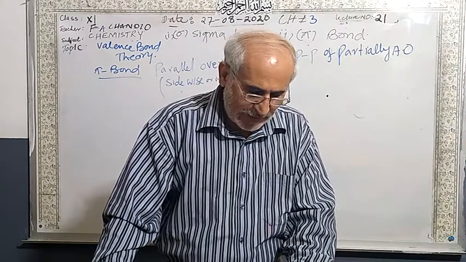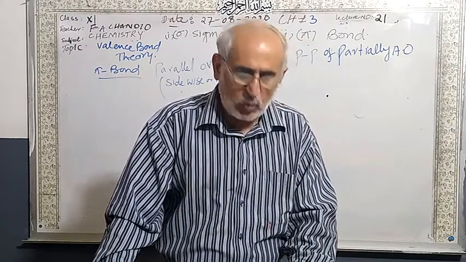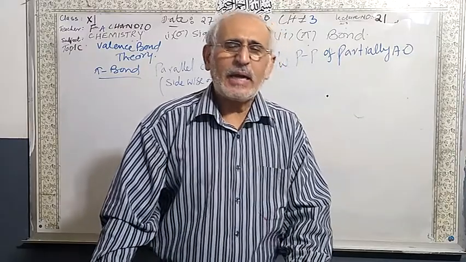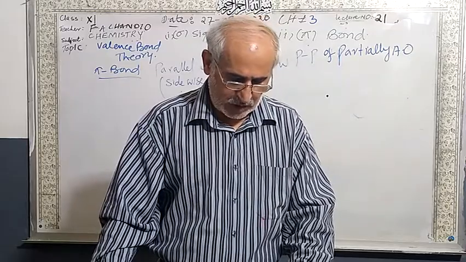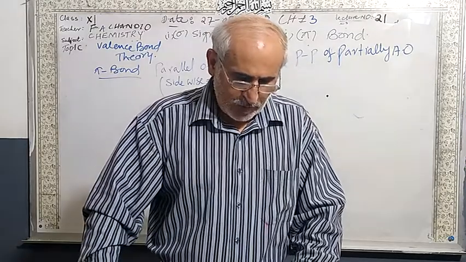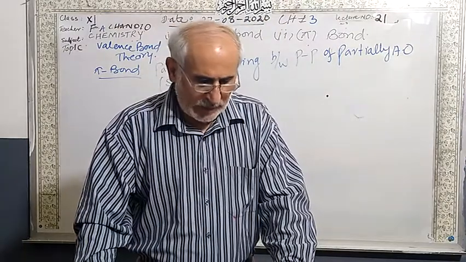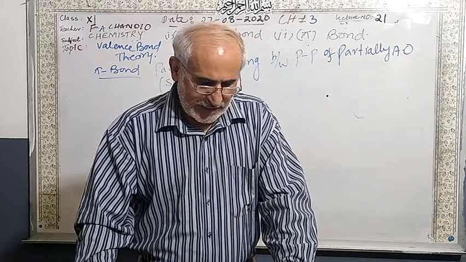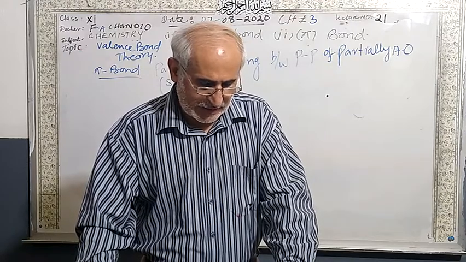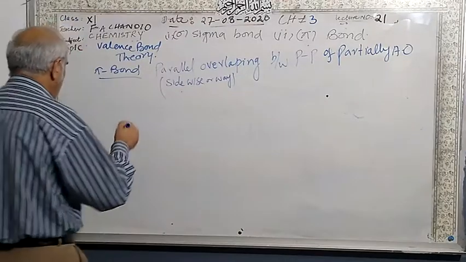By sidewise, sideways, parallel overlapping of two half-filled p atomic orbitals whose axes are parallel is called a pi bond. For the formation of a pi bond, the two overlapping p orbitals must be coplanar and their axes must be parallel. The electron density in this bond is unsymmetrical around the bond axis. Unsymmetrical.